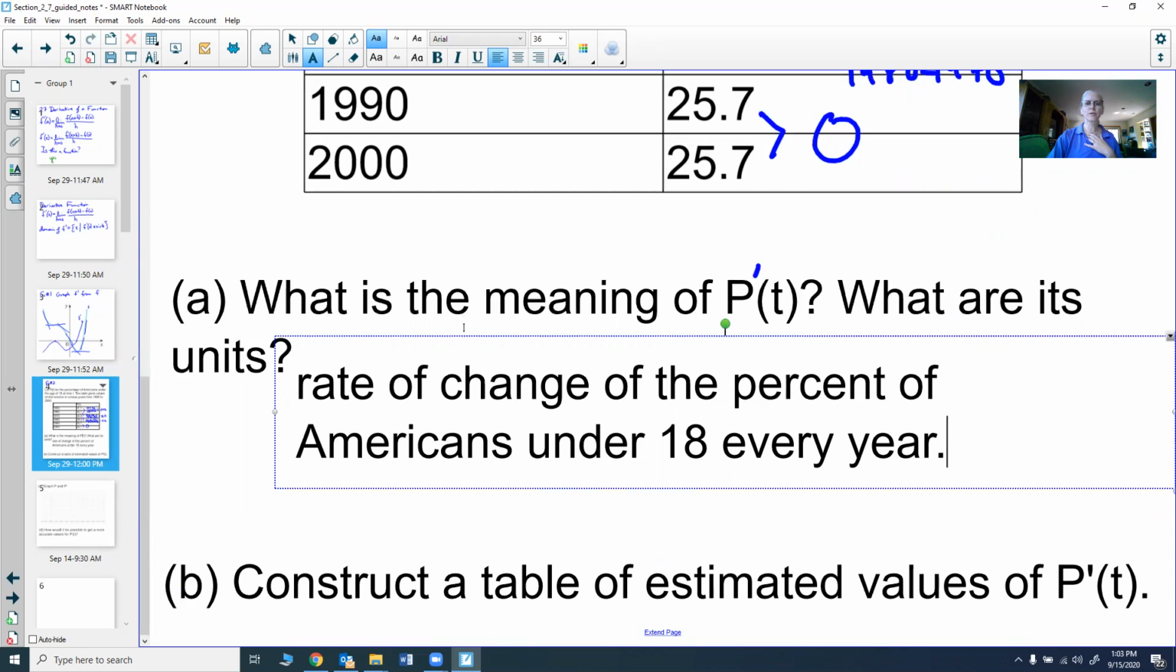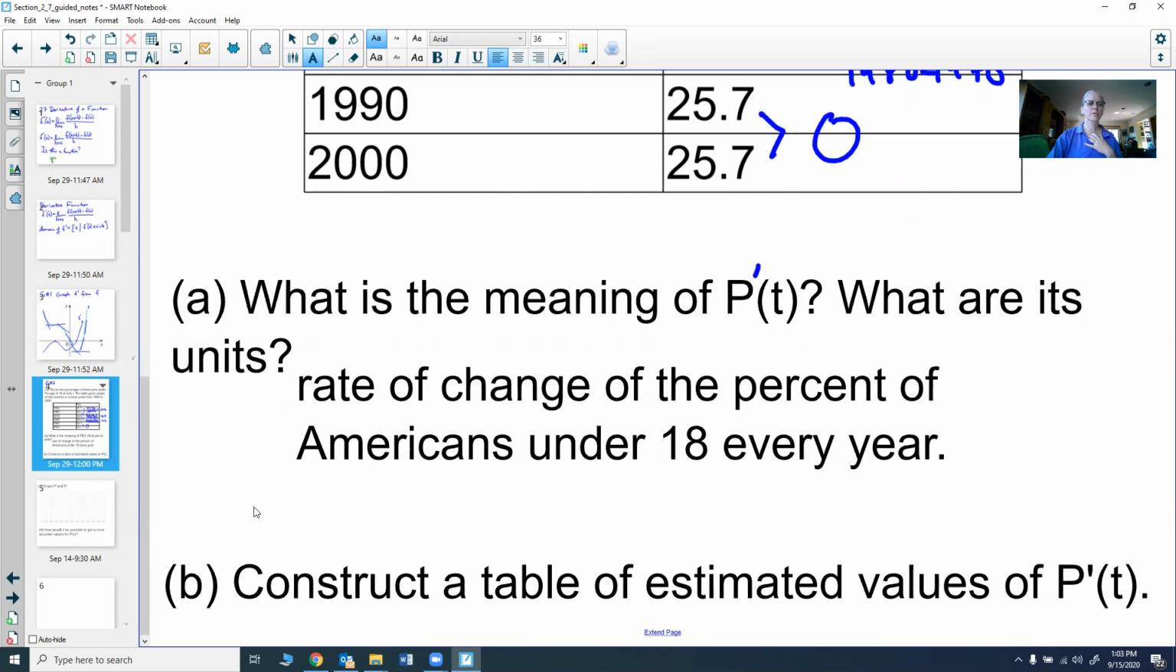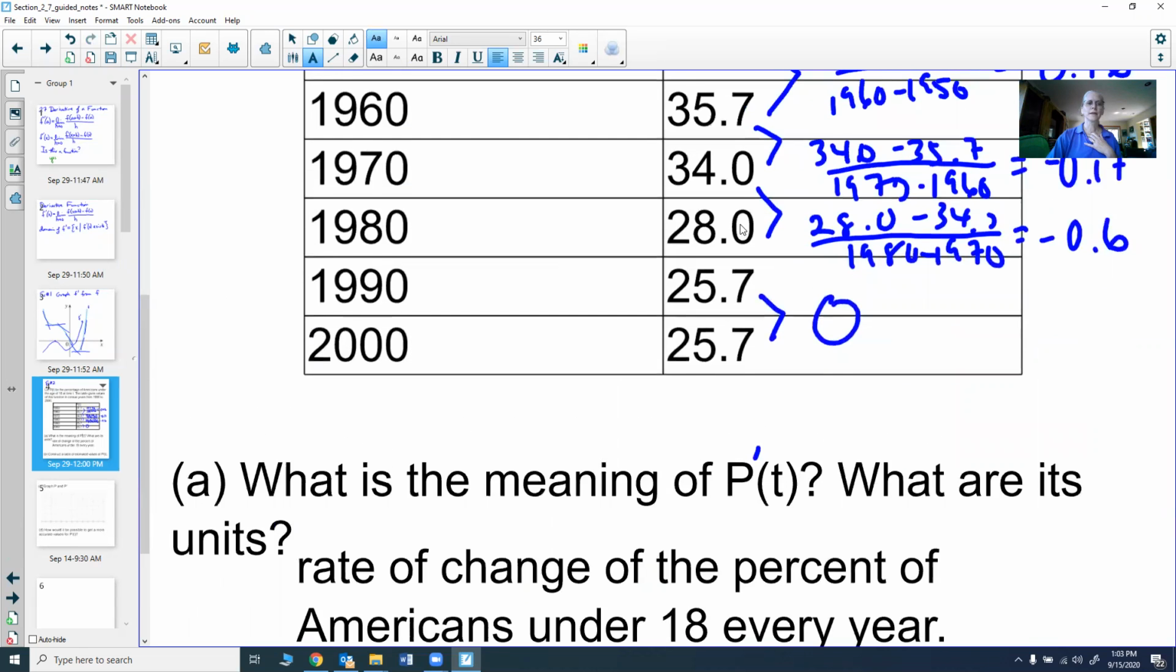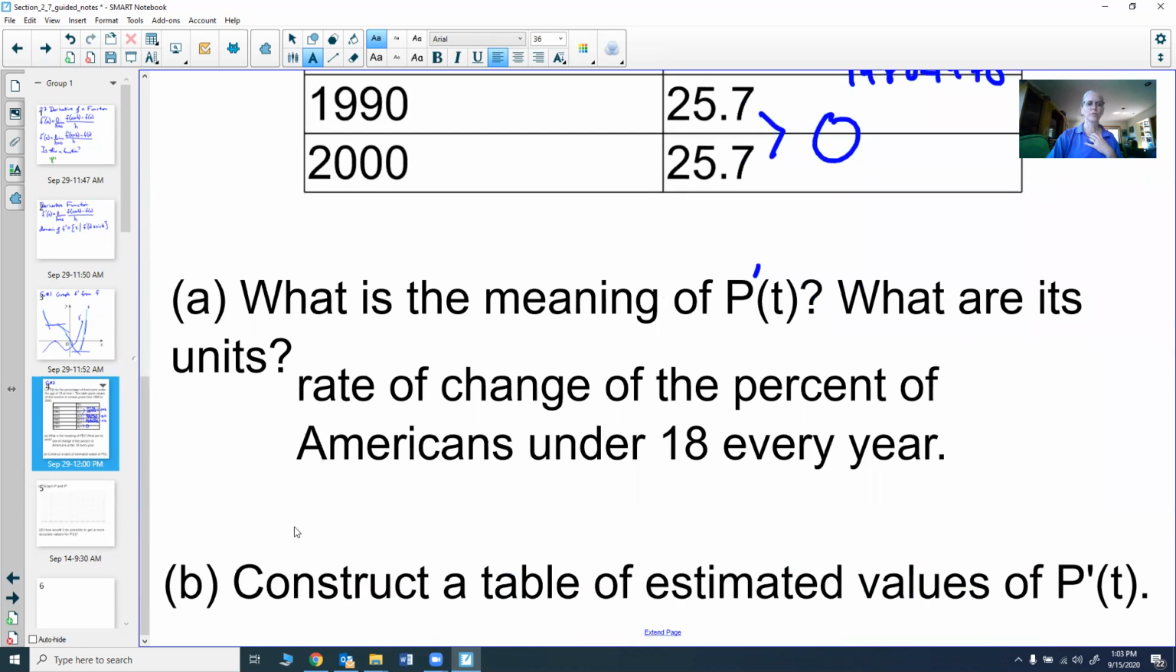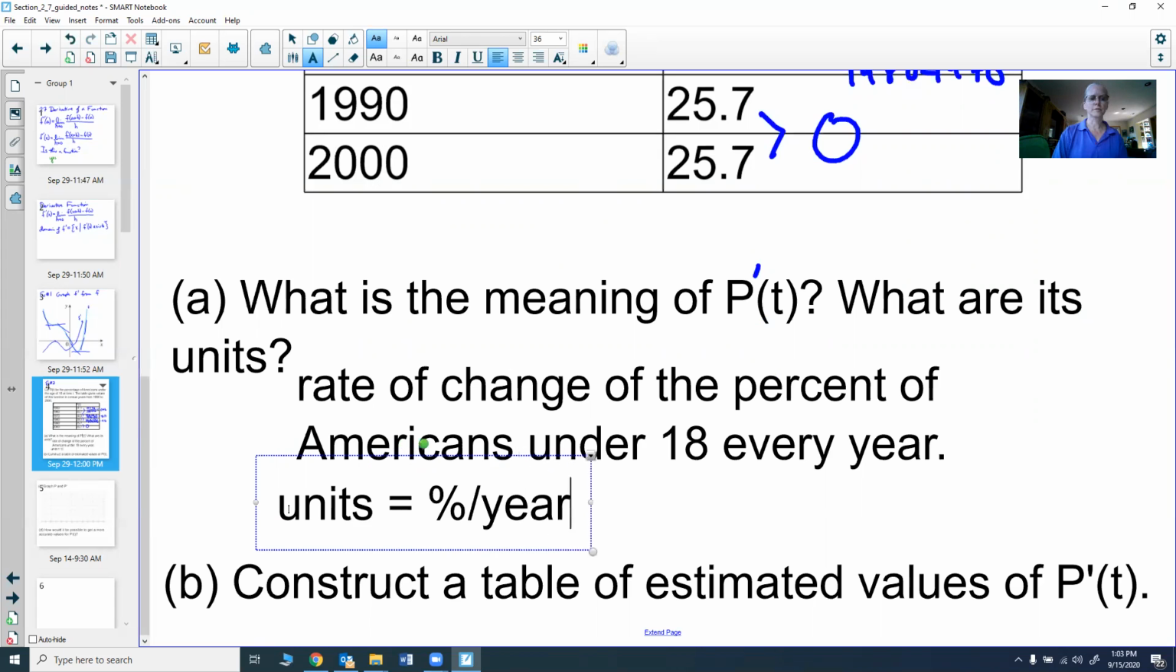Oh, let's figure out what the units are. What are the units? So again, your numerator is going to be percentage. Your denominator is years. So your units is equal to percent per year.